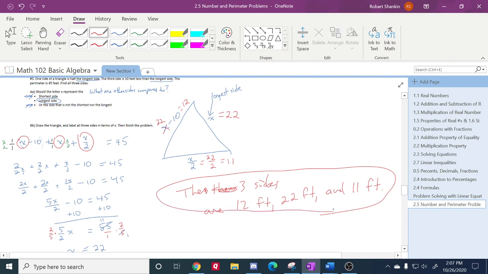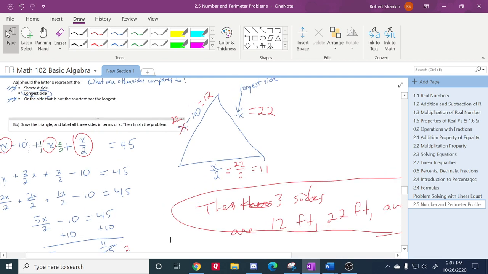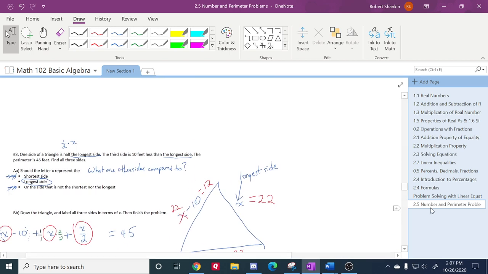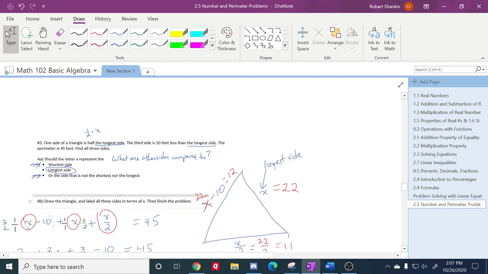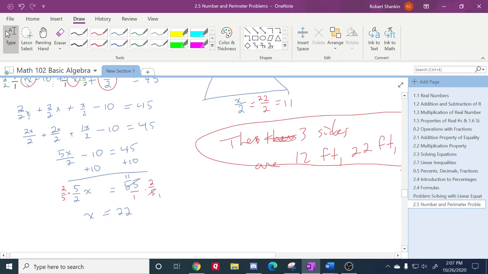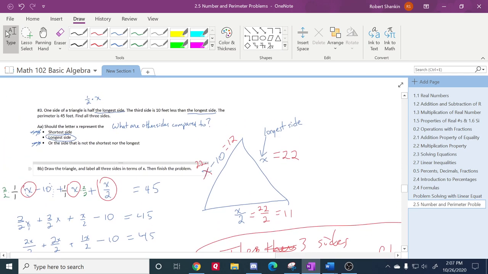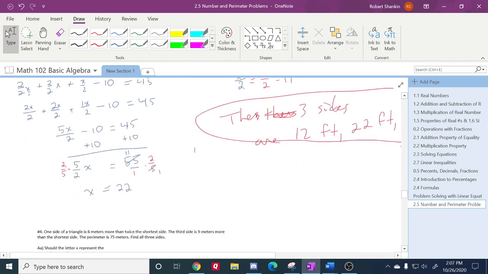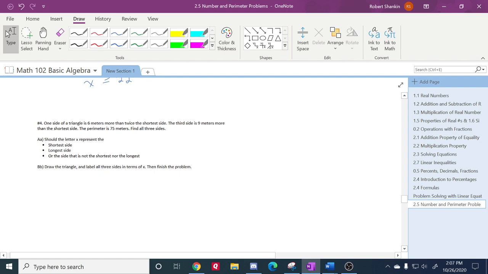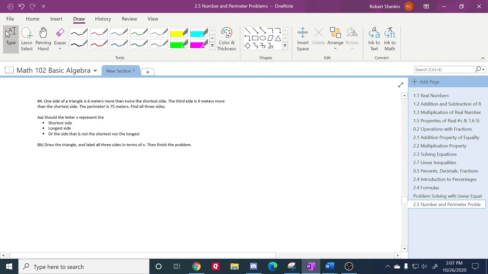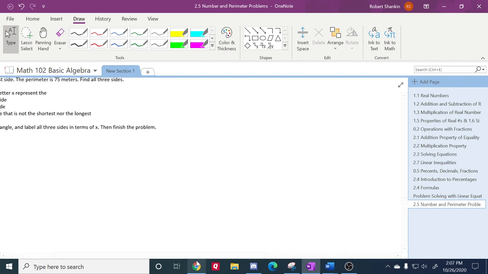And that's the essence of how you do these number and perimeter problems. Any questions on this problem before I move on? Because there were a lot of steps to it. All right. Let me have you look at this one.